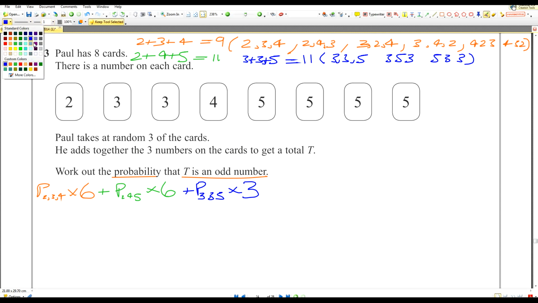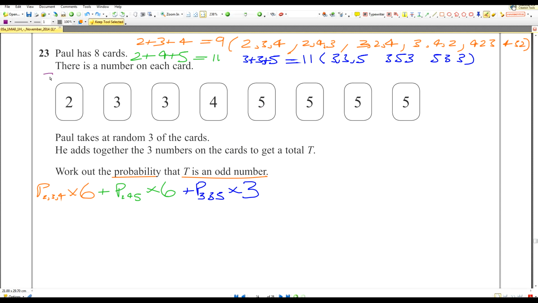Okay, another color. Let's do purple. So we can also have another one. We've done 3, 3, 5. We can have a 3, add a 5 and a 5. So this 3 and this 5 and this 5, for example.